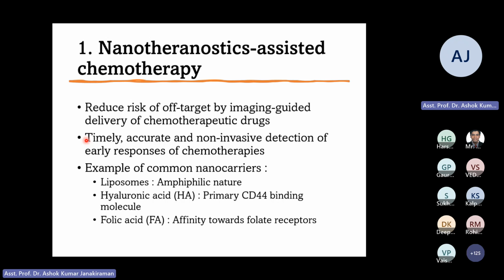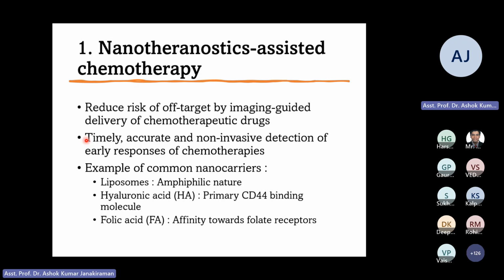The first nanotheranostic is assisted with chemotherapy. As you know, chemotherapy means a drug stops the cancer cells from reproducing, which prevents them from growing or spreading in the body. That is the main concept of chemotherapy. It reduces the risk of off-target effects by imaging guided delivery of chemotherapeutic drugs. It's considered timely, accurate, and non-invasive detection, so there is no need for any kind of minor operation.